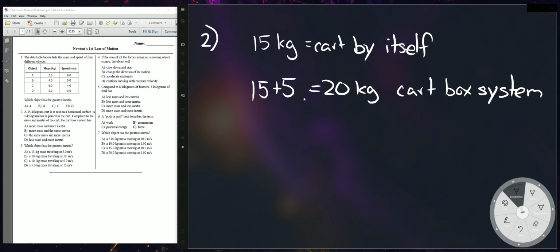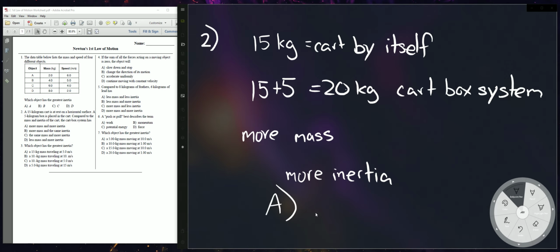Well, the cart-box system has more inertia. Not only that, it has more mass. Again, 20 is greater than 15. Not only does it have more mass, it has more inertia too. We know it's proportional. If we have more mass, we have more inertia. This is something that we can assume to be true. So the answer is A.